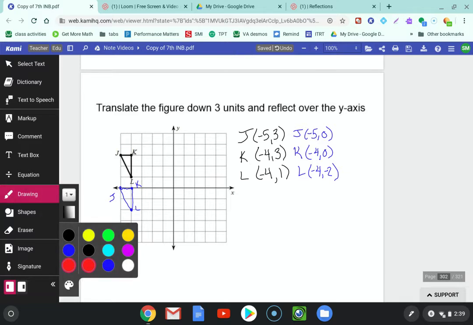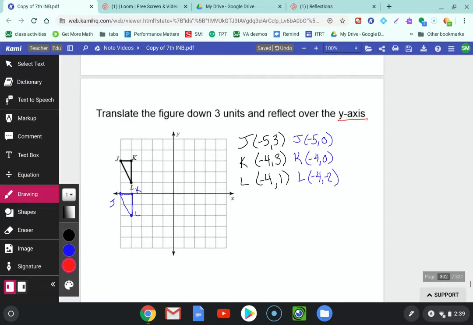Okay, now I have to reflect over the y-axis. So I'm going over the y, so y stays the same. So my final image, my x value changes to +5, y stays the same. X value changes to +4, y stays the same. X value changes to +4, and the y stays the same at -2. So now I can graph that.